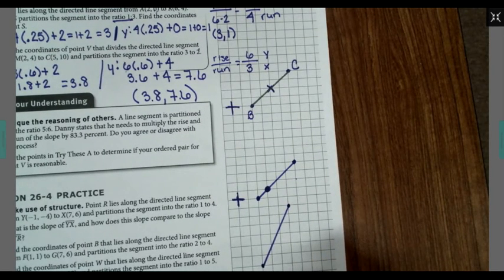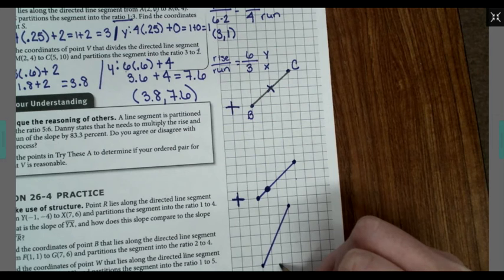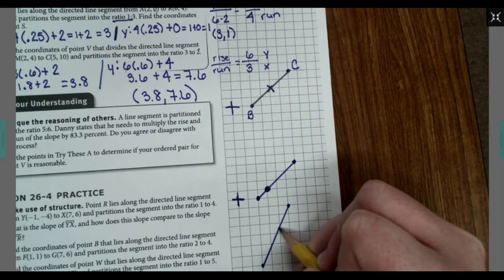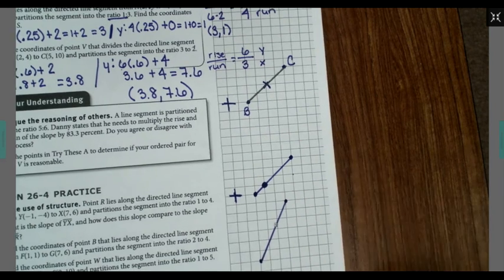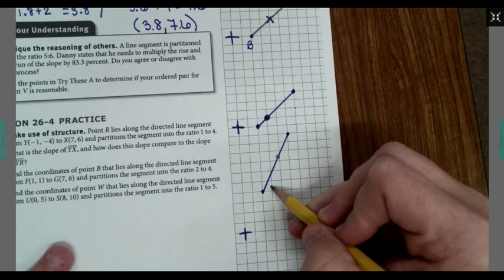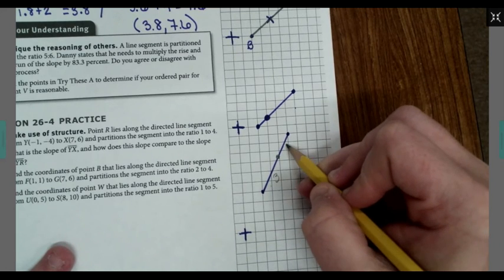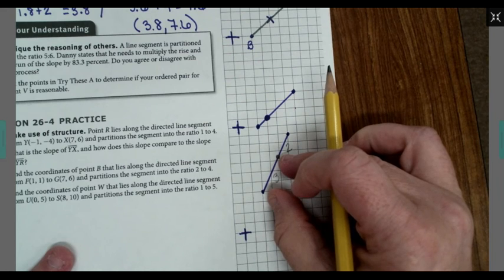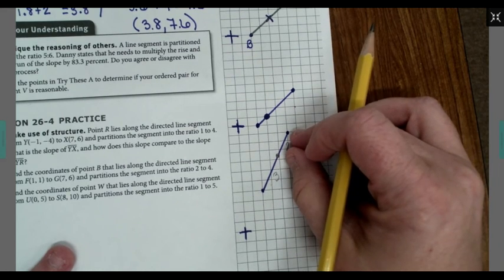3.8. See, this is 3, so 0.8 would be close to here. And 7.6 is going to be 2, 4, 6, 7.6 probably, right about here. So this would be about our 3 portion to about 2. So this is 3/5 of the way. This is 2/5 of the way.